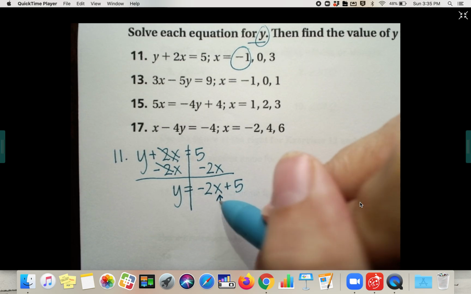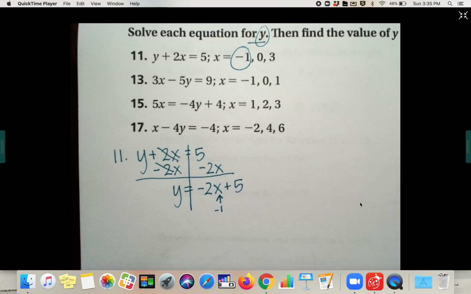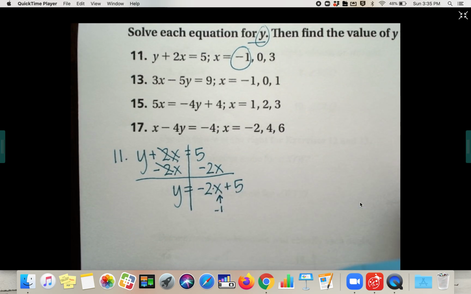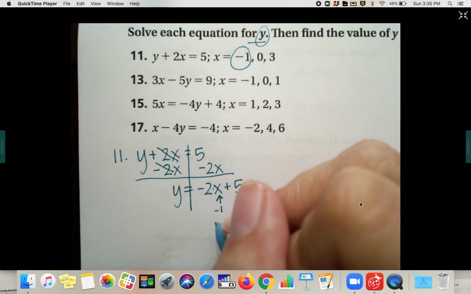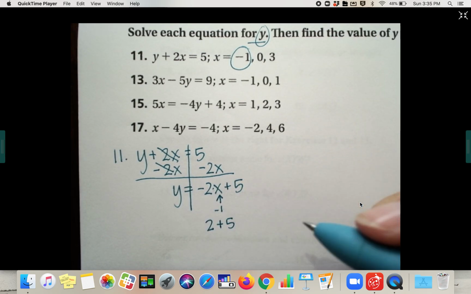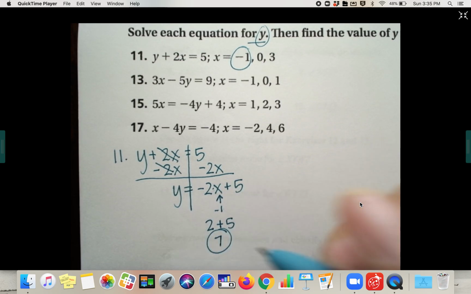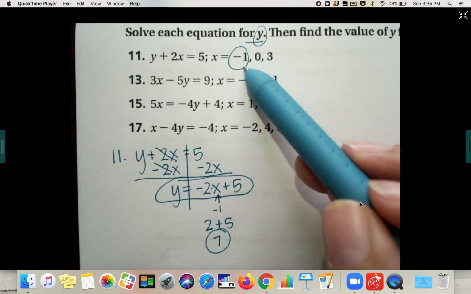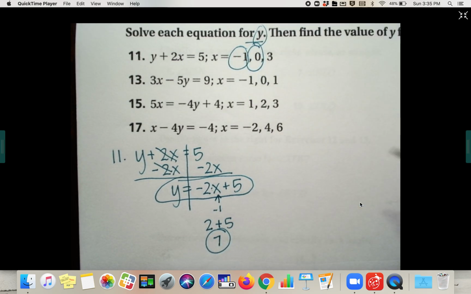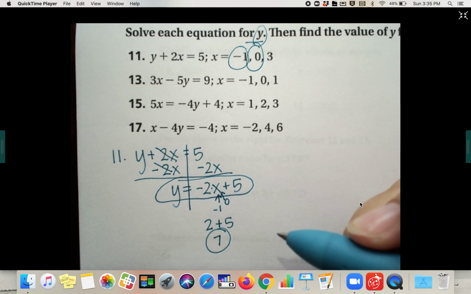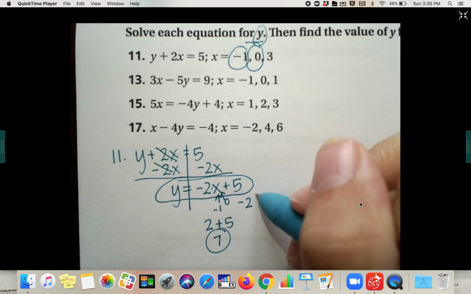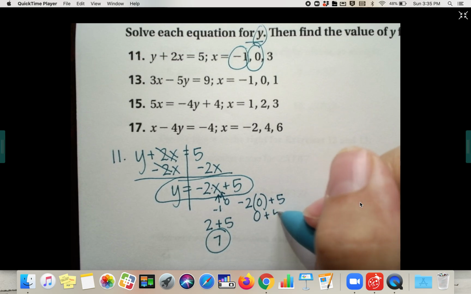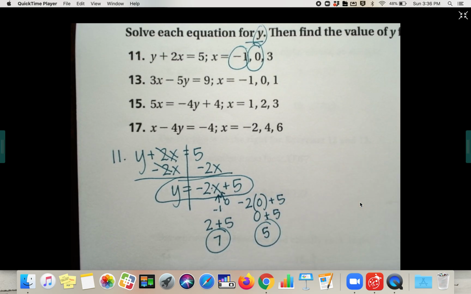So now y is by itself, so we've rearranged it, and now it wants us to fill in x with all these different numbers. So let's start with negative 1. Negative 2 times negative 1, they're squished up against each other, which means multiply. Negative 2 times negative 1 is positive 2, plus 5 is 7. So our first answer was rearranging it. So here's our first answer. Our second answer is when we plugged in negative 1. Now it wants us to plug in 0. So now let's go back up here and make this 0, which would be negative 2 times 0 plus 5. Negative 2 times 0 is 0, plus 5 is 5. So there's our second answer.